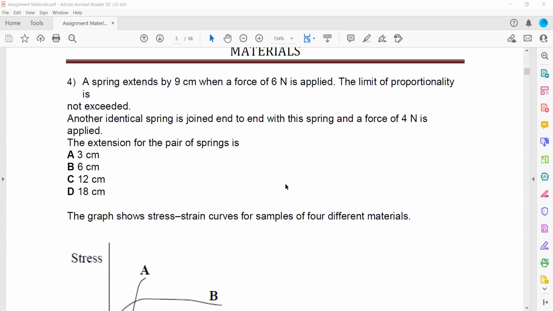A spring is there which is extended by 9 centimeter when a force of 6 Newton is applied. The limit of proportionality is not exceeded. Another identical spring is there joined end to end with a spring and the force of 4 Newton is applied. What will be the extension of the pair?